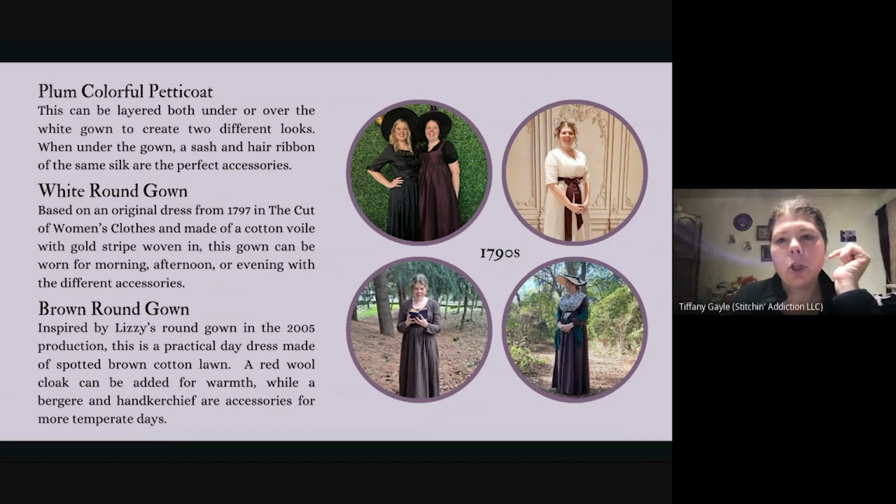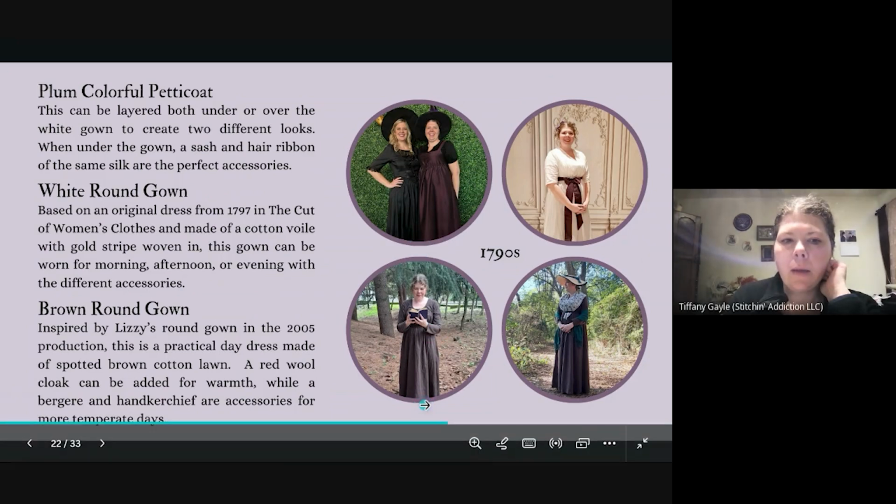I actually don't show it on this, but you can also put the petticoat on top of the white gown for a different look. And you see that in a lot of fashion plates. You'll see the white of their gown underneath the bottom with the sleeves and the neckline showing out of the top of the colorful petticoat. And then you can see the brown round gown that I have, and I wore this one 2 different ways.